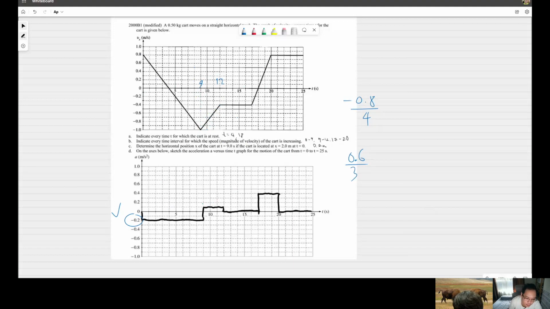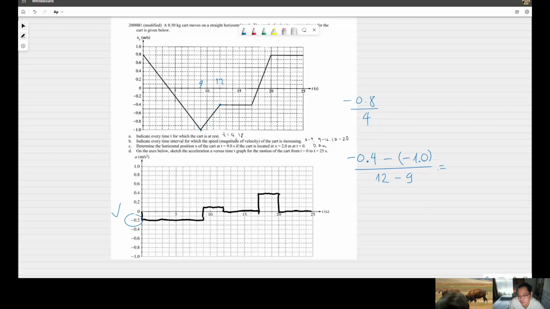Yes, so here, wait, your solution is 0.1. The acceleration here is 0.1, huh? It's not correct. The acceleration here, you calculate similarly. The later velocity here at 12 seconds is minus 0.4, okay? Minus 0.4 at 12 seconds. Subtract the initial velocity here, minus 1, and the time is 12 seconds minus 9 seconds.